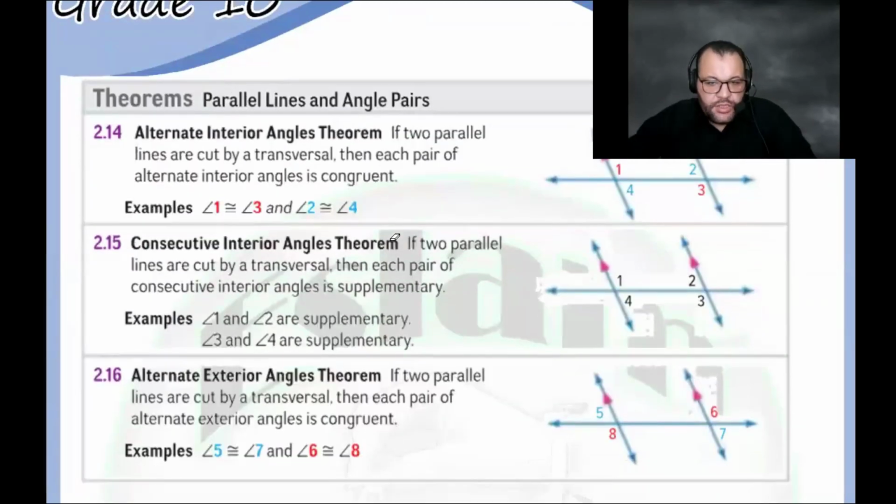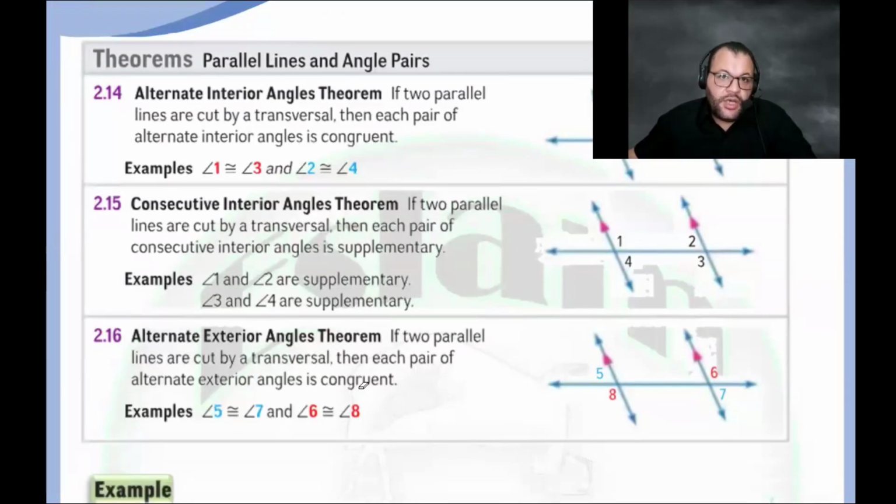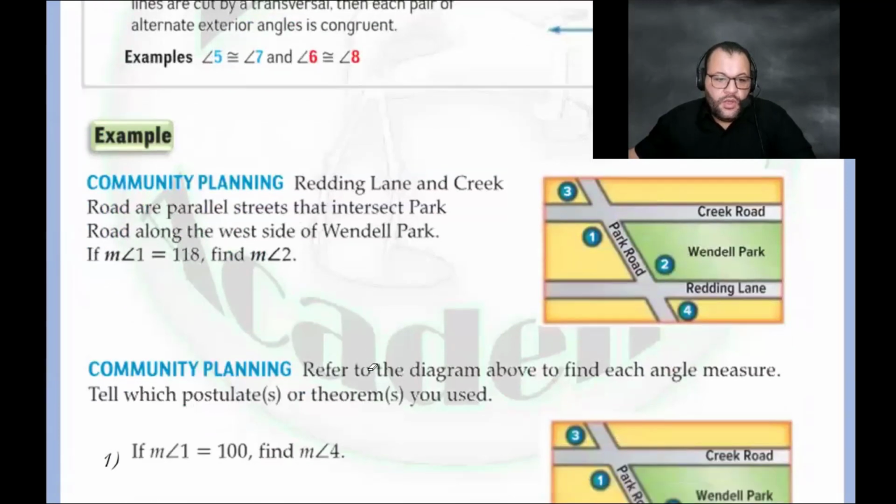For the alternate interior, again we said that if we have two parallel lines and one transversal intersects them, then each two alternate interior angles are equal in measure. The consecutive interior angles are supplementary, and the alternate exterior angles are also equal in measure. So look at the example number 1.